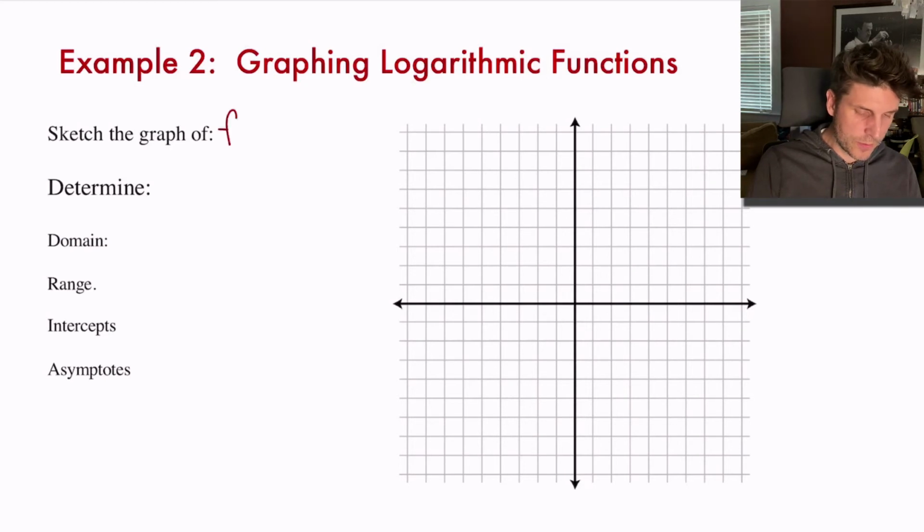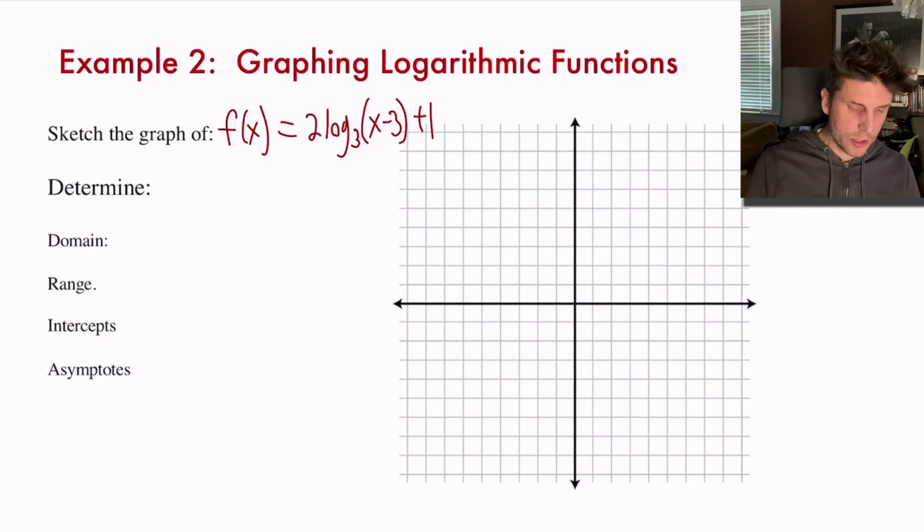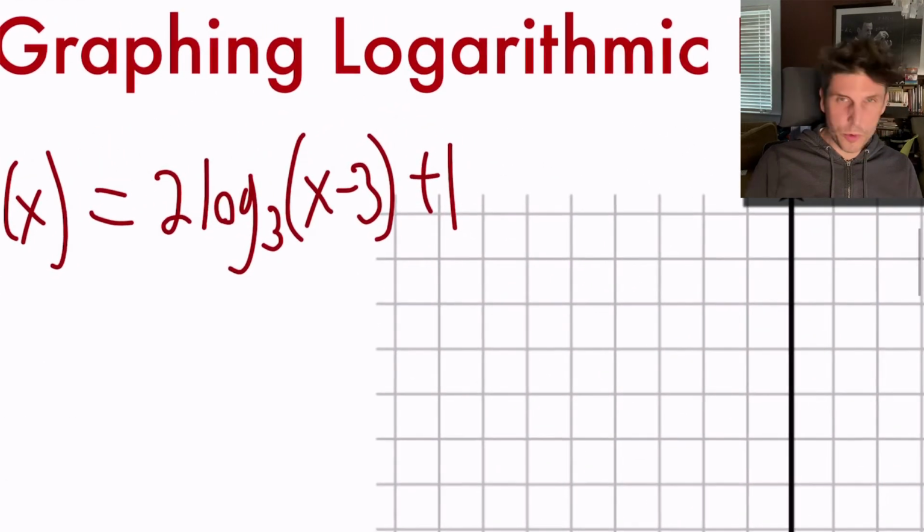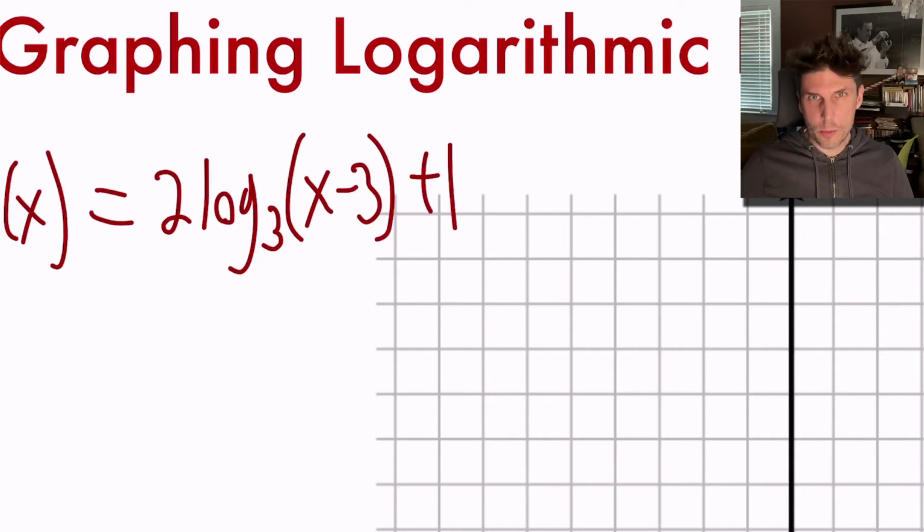So I'm going to say sketch the graph of, and let's go with 2 log base 3 of x minus 3, plus 1. So 2 times log base 3 of x minus 3, plus 1. If this were just any function, and you don't even know what log looks like yet, what we do know is that after we graph the parent function, the first thing we're going to do is look for any form of multiplication. Nothing's happening in front of x, there's just a 1 there, but there is something in front of the function.